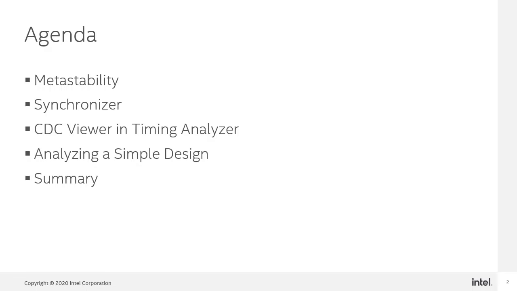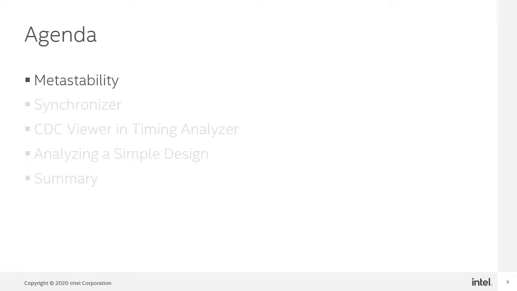This presentation consists of 4 main sections. In the first 2 sections, I will review what is metastability and what are synchronizer circuits. Next, I will go over the reporting and various features of the CDC Viewer and Timing Analyzer, which is found in the Intel Quartus Prime Pro software. I will then go over a simple design that crosses clock domains and explain the constraints necessary to mitigate any metastability problems.